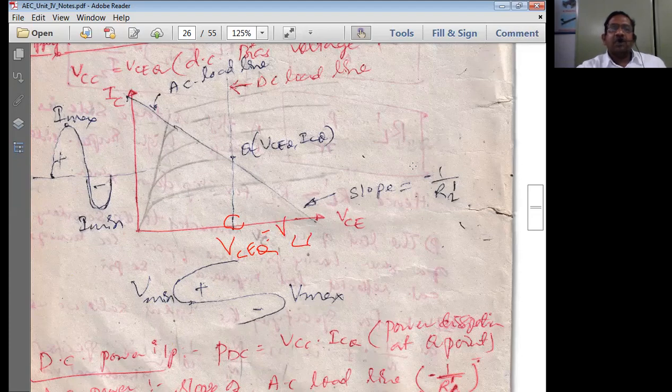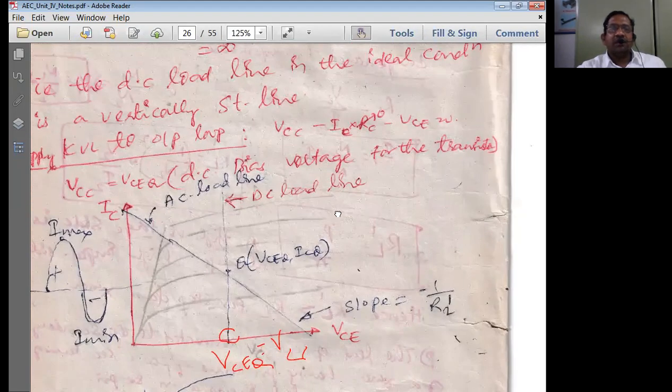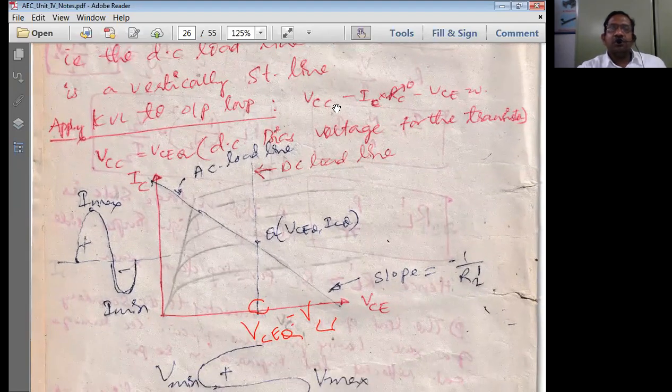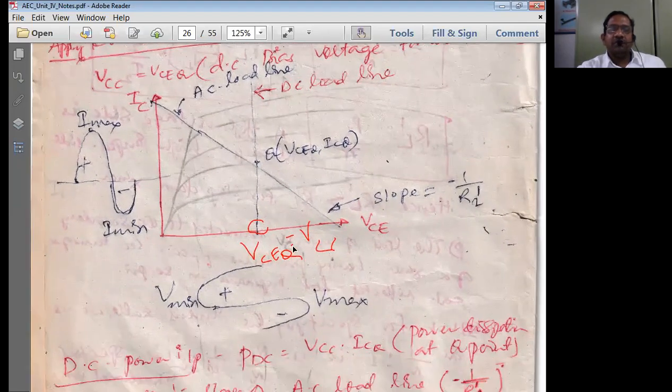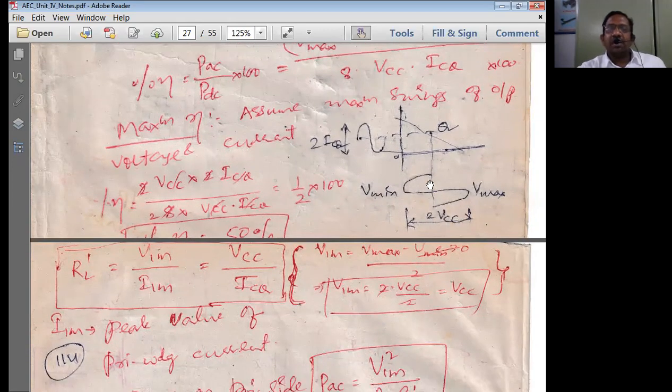According to the above relationship, what can we say? We can say that VCEQ is equal to simply VCC. This is the conclusion that we have got because of the transformer coupling. When we extend it to the maximum values, then we can write 2 times VCC. Obviously, current is going to be 2 times ICQ. Therefore, Vmax is equal to 2 times VCC.